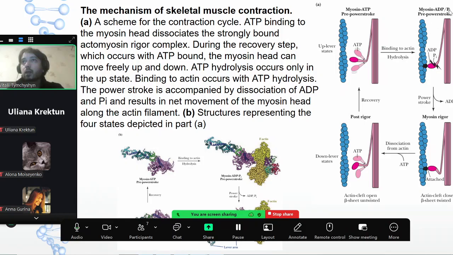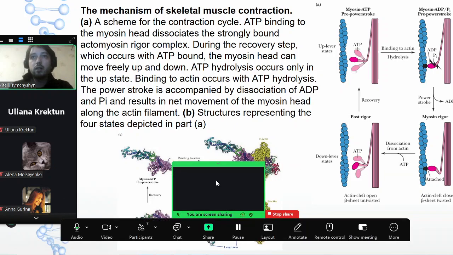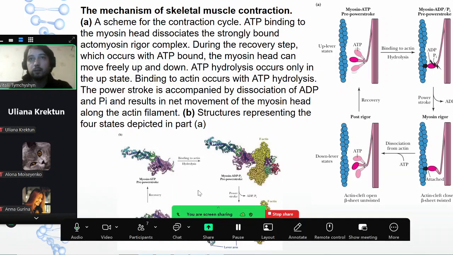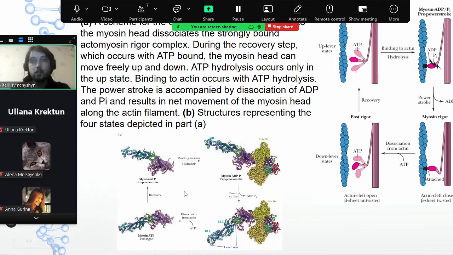Here ADP and inorganic phosphate are still in that head, but it found the site and connected to the site. Now it's attached and changed its conformation, so we have a power stroke performed, ADP is released, ATP is bound once again, and we are dissociating. And here are the structures as they change during this process.